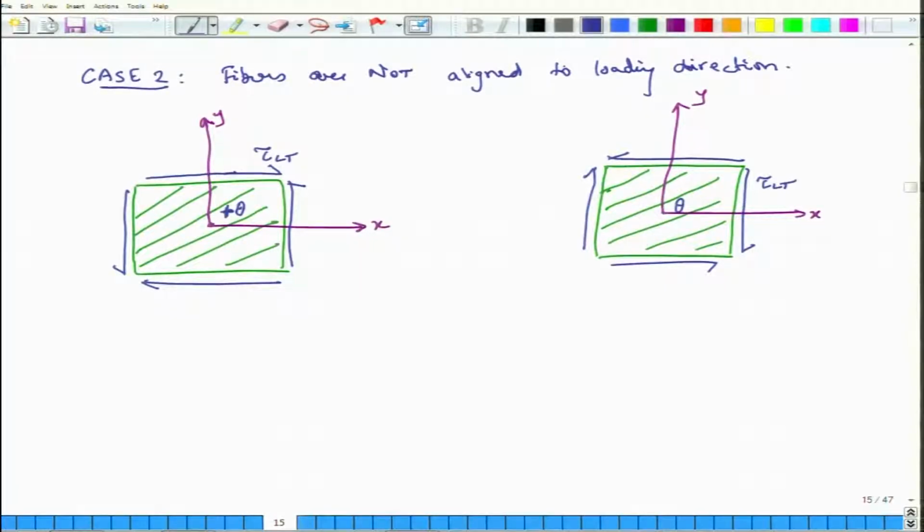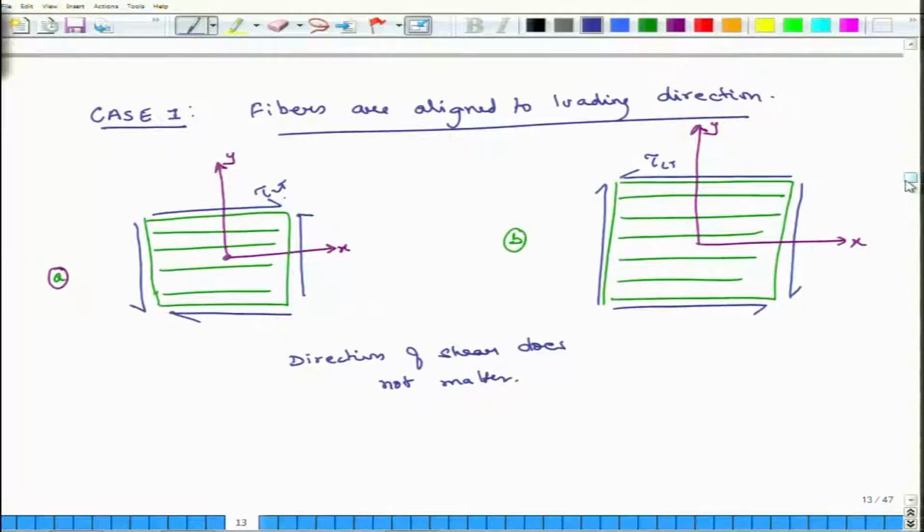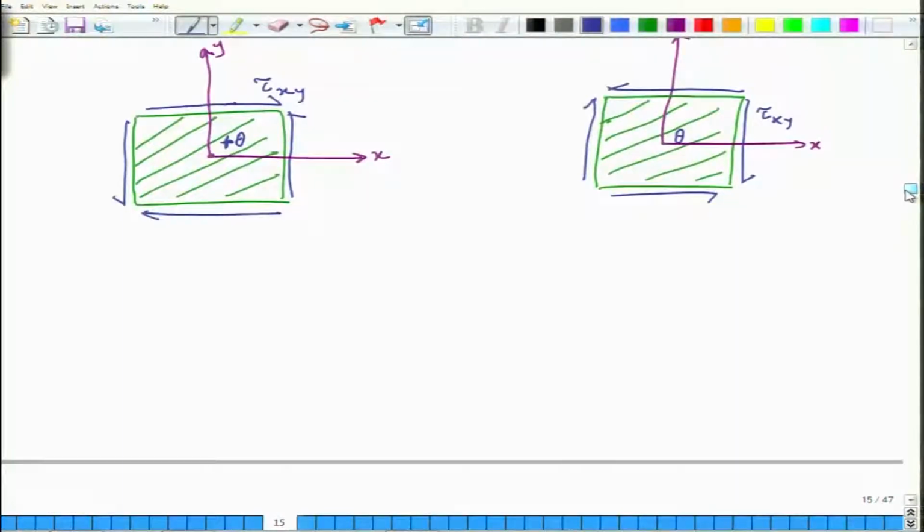Now, in this case, if we have to predict the failure of the composite, we can, excuse me, sorry. This I should not call tau LT, I should call it tau XY. Why should I call it tau XY? Because I am applying tau with respect to x and y direction. In the other case, the L direction and the x direction were the same, so tau XY was same as tau LT. Here tau XY is positive and here tau XY is negative based on our convention.